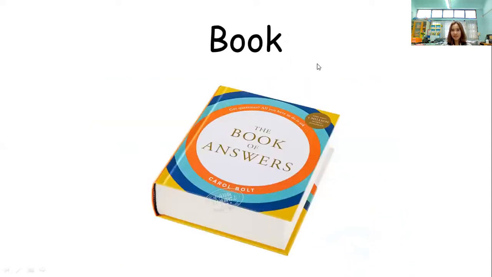How about this one? What is this? A book. Very good. So in this book, you will find the answers that you want to know. Examples of books are like a dictionary. You can find the meaning of the words you want to know in a dictionary. Again, everybody say book. Very good.